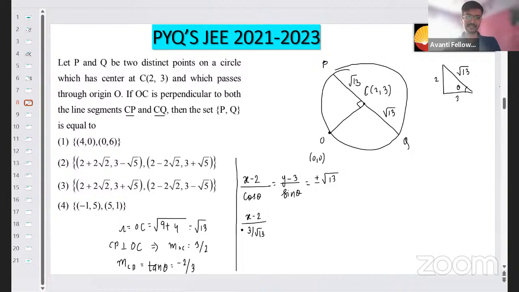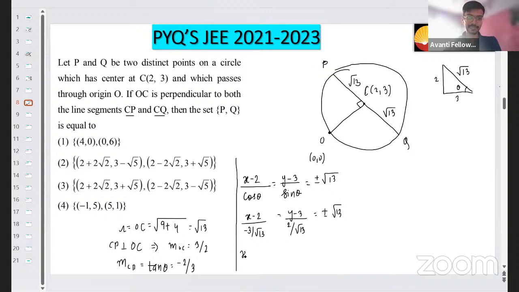And since tan theta is negative, one of them has to be negative. Let's say we take cos theta negative. Is it fine? First and second quadrant, yeah, cos theta will be negative, equals to minus 3, and sin theta will be 2/√13, equals to plus minus √13.